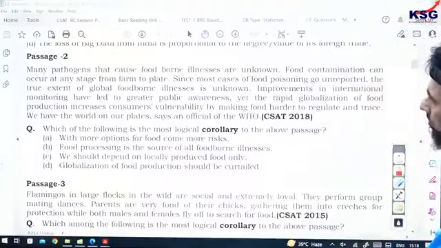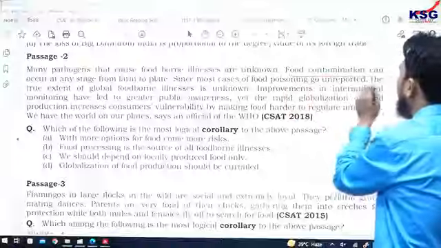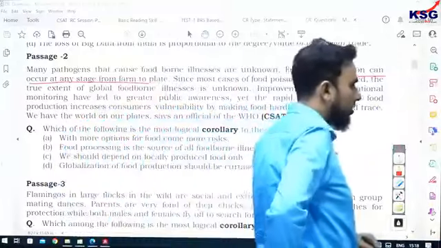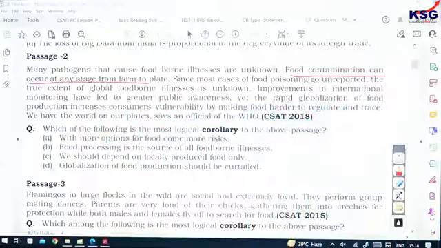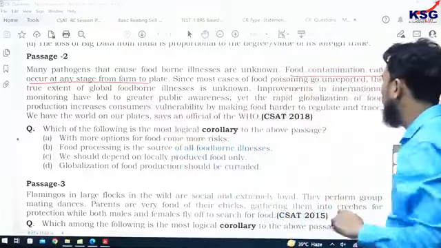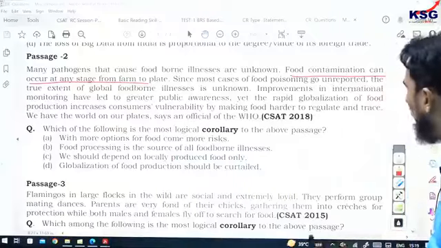Passage number 2 talks about how many pathogens that cause foodborne illnesses are unknown. Food contamination can occur at any stage from farm to plate. Any stage means even locally produced food is also vulnerable, as it can happen at any stage. Since most cases of food poisoning go unreported, the true extent of global foodborne illness is unknown. Improvements in international monitoring have led to greater public awareness, yet the rapid globalization of food production increases consumers' vulnerability by making food harder to regulate and trace.